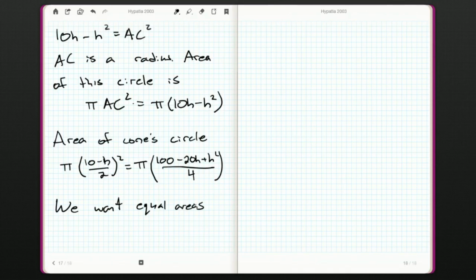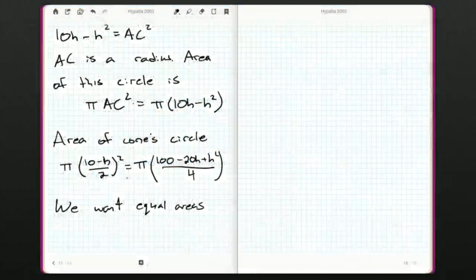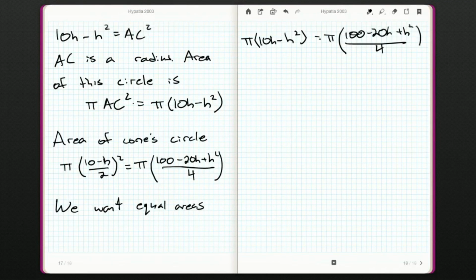Right? That's what the question's asking us for, right? The circular cross sections of equal area. So let's set the areas equal to one another. So pi times 10h minus h squared, the same as pi times 100 minus 20h plus h squared, all over 4. Well, the pi's are going to cancel each other out.